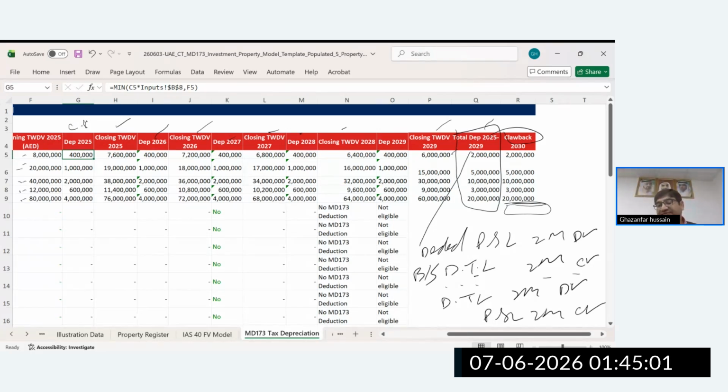right? Entry is correct. Is this adjustment entry is correct? Yes, Amir.